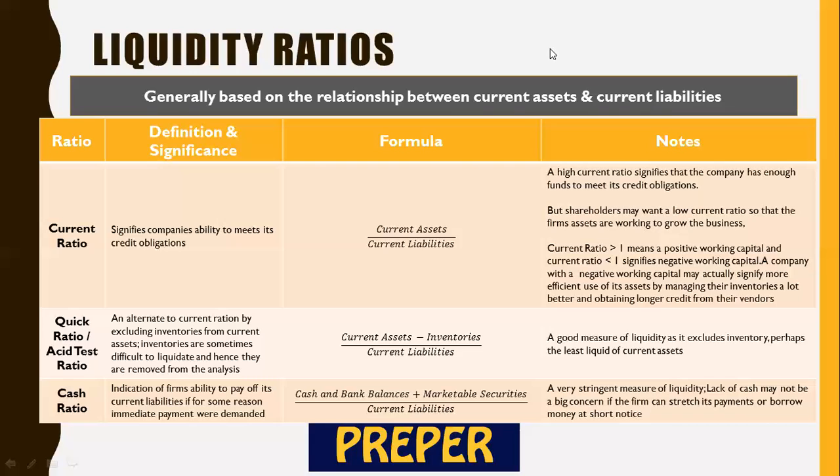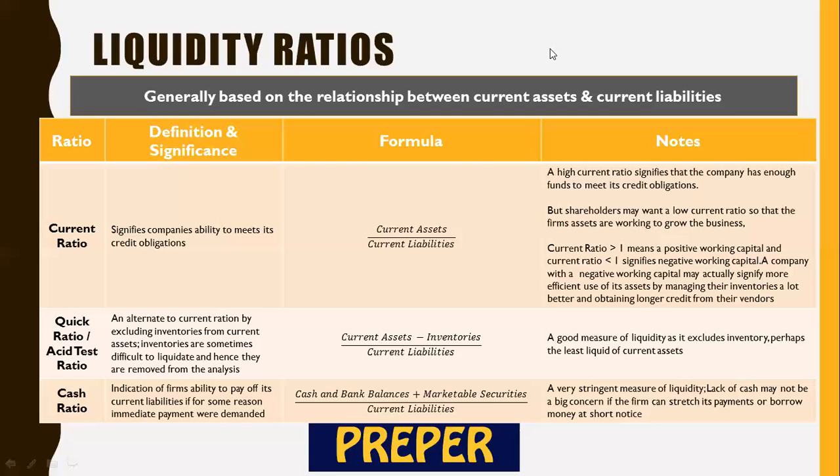So that's why we have this concept of quick ratio, because from the current assets we exclude inventories, and then we take the ratio of the remaining current assets to current liabilities to understand how quickly the assets can be converted into cash to meet your short-term obligations, where the assets don't include inventories in the analysis.